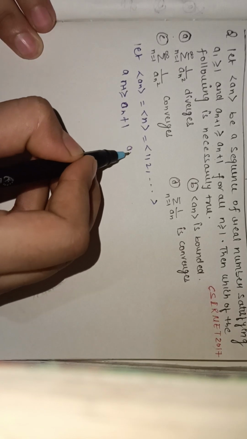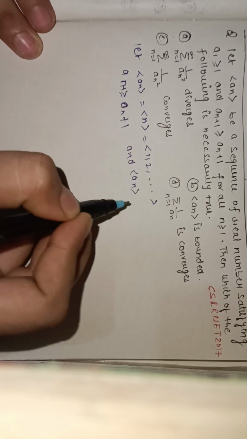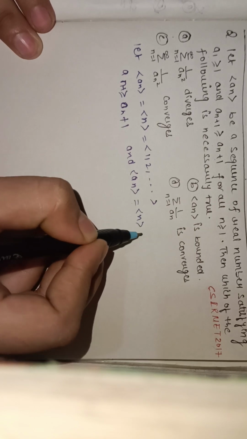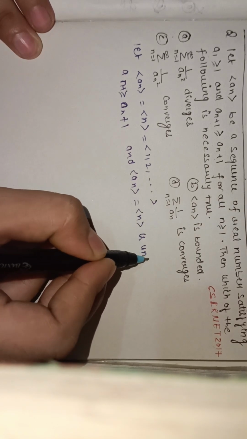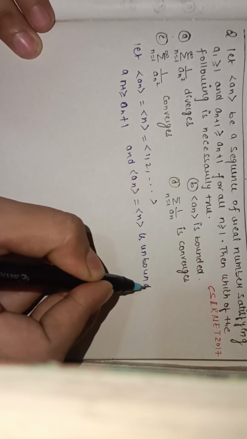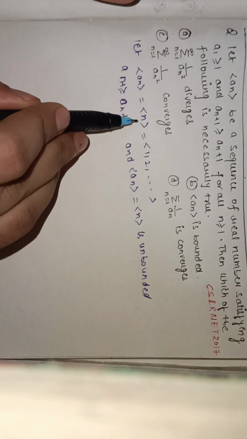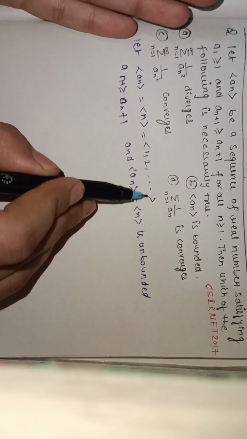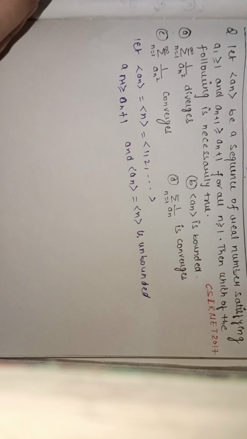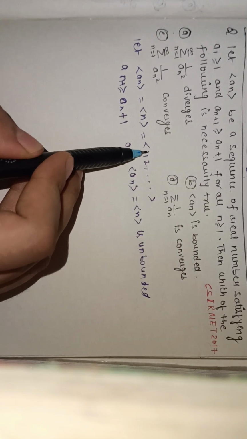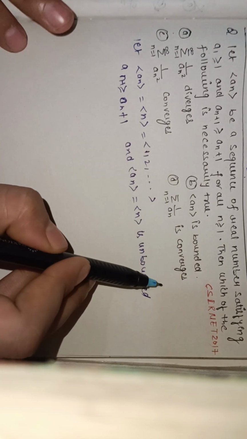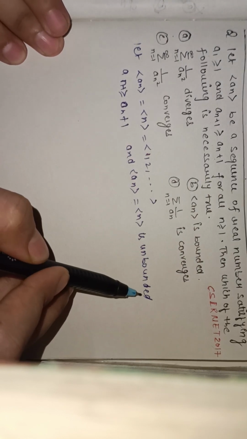The sequence a_n equal to n is unbounded above. If we take the sequence 1, 2, 3 and so on, it is bounded below but unbounded above, so it is an unbounded sequence.